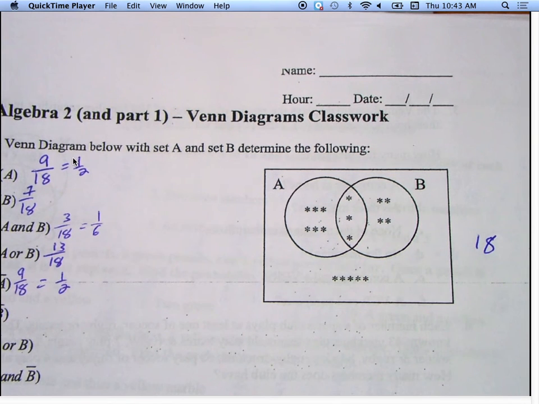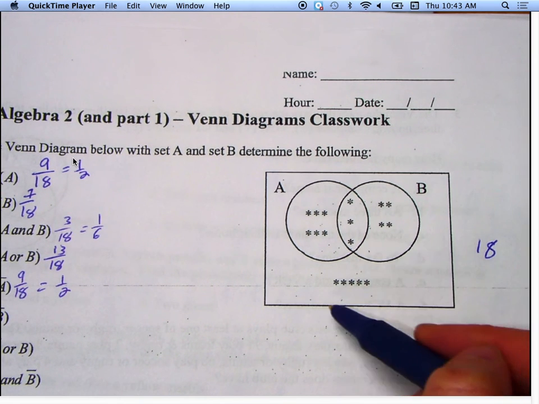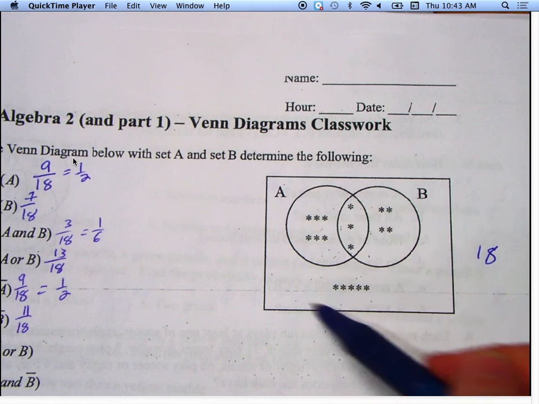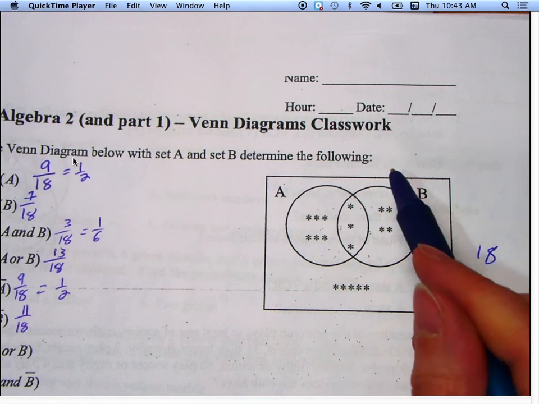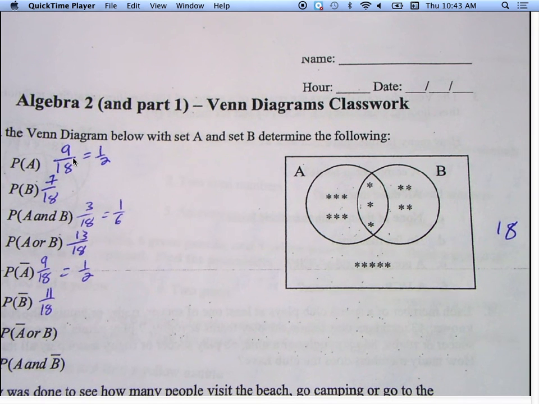Not B. Wait, how did you get 9? It's because I counted all the ones not in A. 11 over 18 is B. I counted all the ones not inside B. Wait, for E? For F. Oh, well, wait. Okay, you were so fast. I'm sorry, I'm backing up to E.